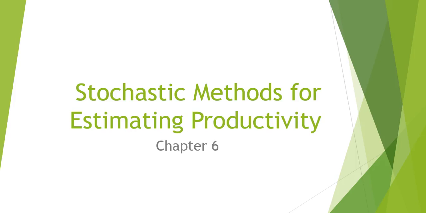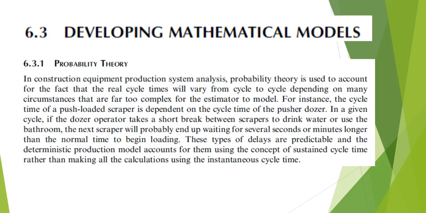into producing work. So, for Chapter 6, as opposed to the deterministic ways that we've been using up to this point, we're going to talk about stochastic methods for estimating productivity. And in particular, we're going to look at some simple probability and statistics that help us to make better estimates of productivity and costs. And also, they're methods that allow us to take a step up and actually model different costs and activities.